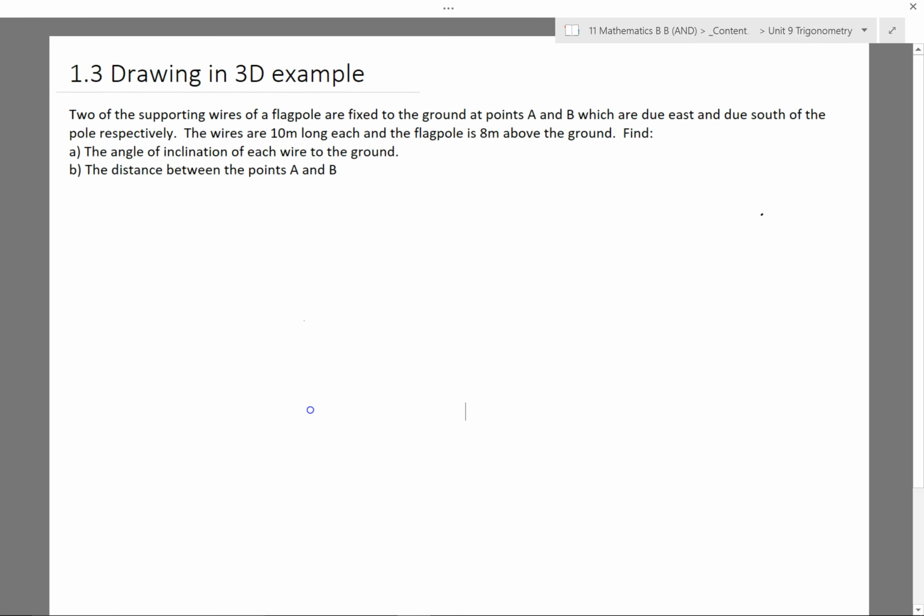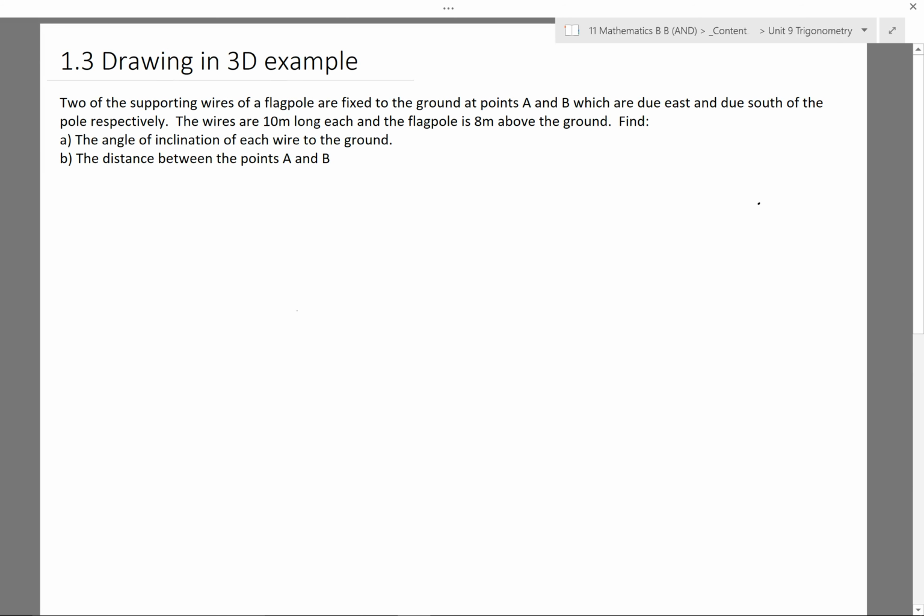So let's have a go at solving a problem. Two of the supporting wires of a flagpole are fixed to the ground at points A and B, which are due east and due south of the pole respectively. The wires are 10 meters long each, and the flagpole is 8 meters above the ground. Find these things. So I'll start by drawing a diagram.